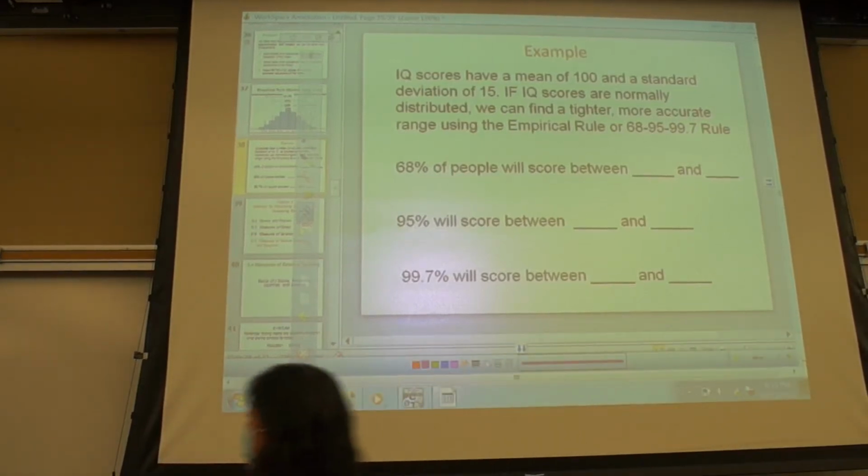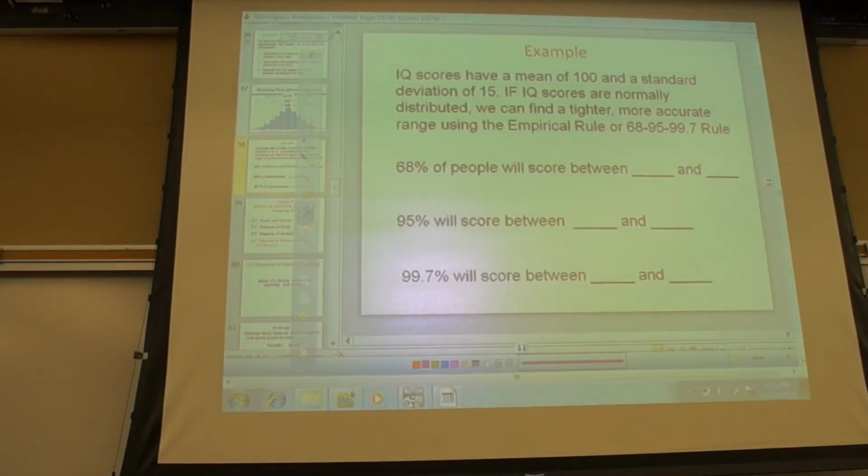So 68% will score between, because that's within one standard deviation. So what's within one standard deviation? 85 to 115, right? 95% will score within two standard deviations. So that is between what and what? 70 and 130. Great. And 99.7% will score within three standard deviations. So that is 55 and 145. Great. Nice.